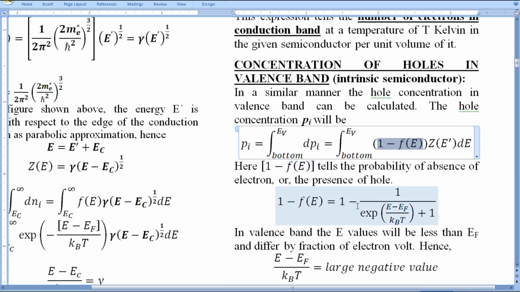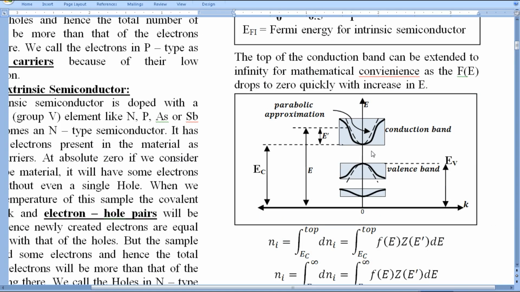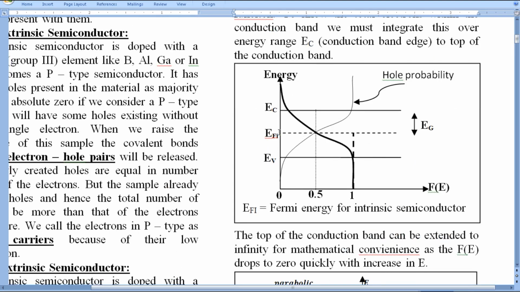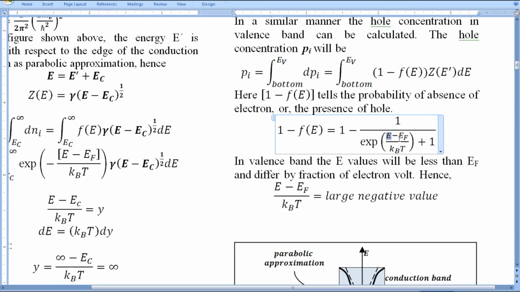Okay, now how to calculate this 1 minus f of E? Just the same thing. As we know, f of E, the Fermi function, is 1 by exponential of (E minus EF) by kBT, plus 1. The energies E here are in the valence band. Definitely the valence band will be below EF, because EF will be somewhere in between, as we have already seen, somewhere here this EF lies. So whatever E we are calculating here are inside the valence band, so inside the valence band the E's will be less than EF. Therefore E minus EF is obviously negative.